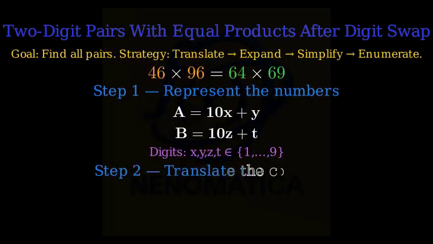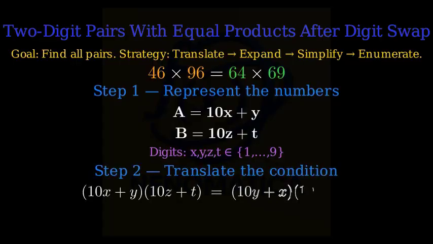Step 2. Translate the statement: product is unchanged after swapping the digits across. Swapping means the new pair is 10y plus x and 10t plus z. Therefore, the equality of products is (10x plus y) times (10z plus t) equals (10y plus x) times (10t plus z).